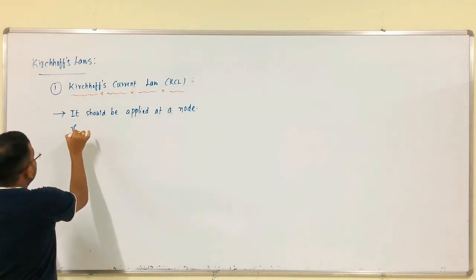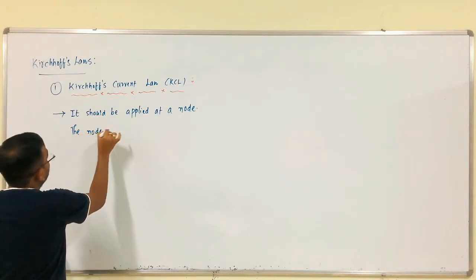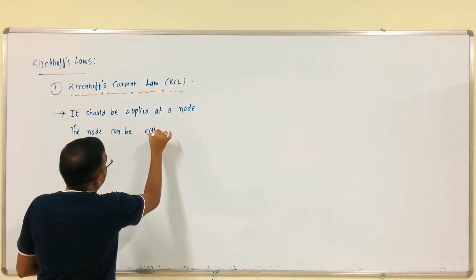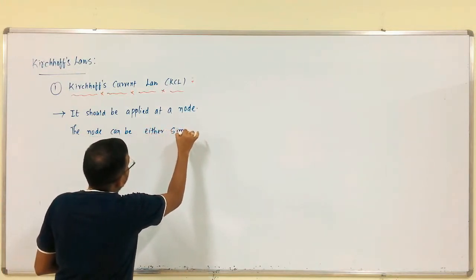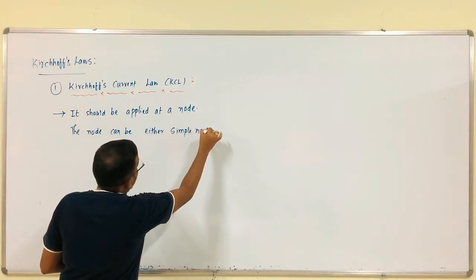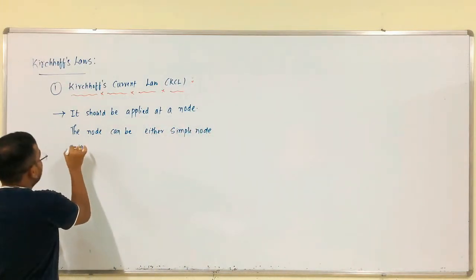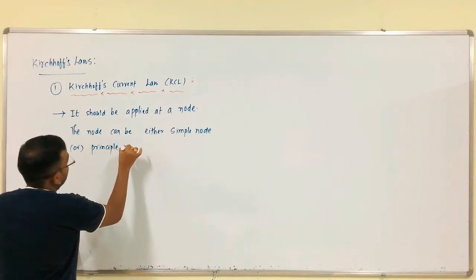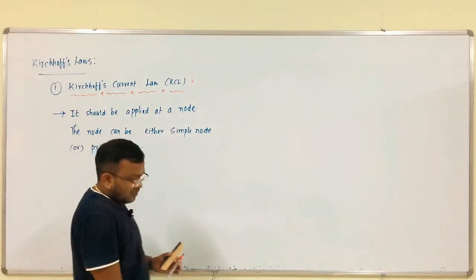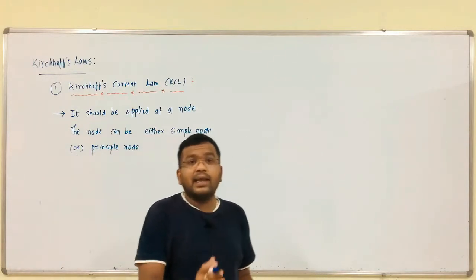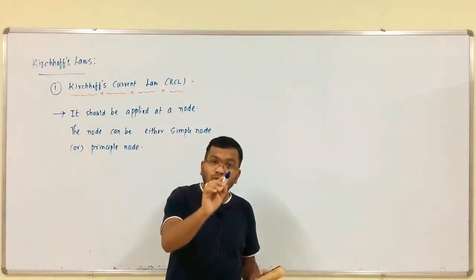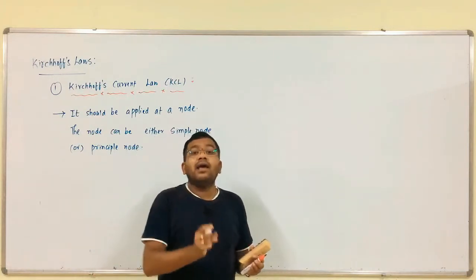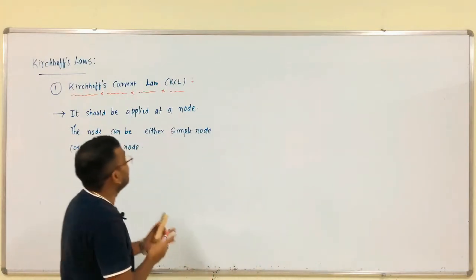The node can be either a simple node or a principal node. It should be applicable at a particular node. The node should be a simple node or a principal node. Then what is simple node?